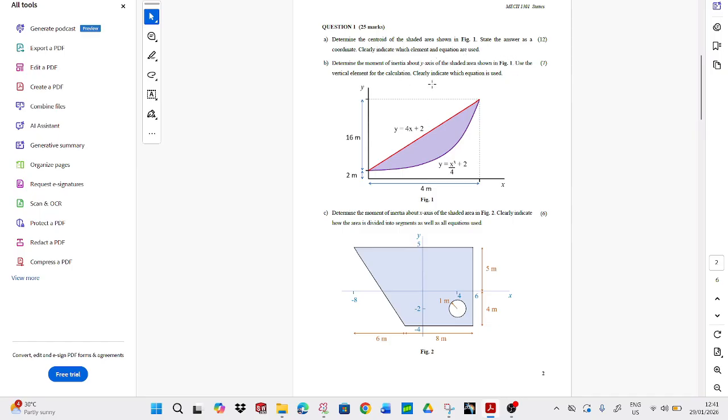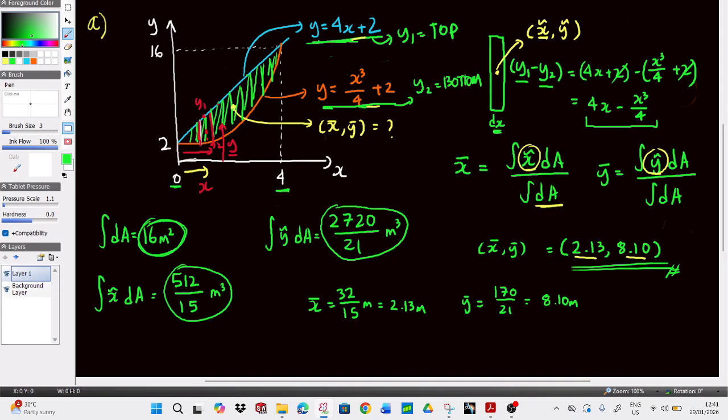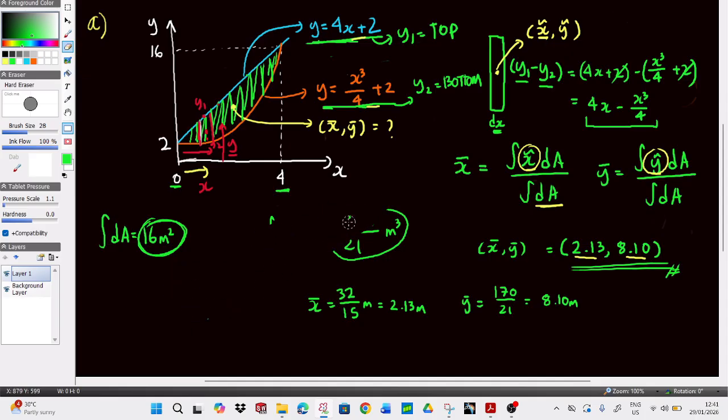Use the vertical element for calculation. Clearly indicate which equation is used. Find the moment of inertia about the y-axis. If you want to compute the moment of inertia about the y-axis, you have to remember one important thing. I'm going to erase this answer, by the way. I'll keep dA, I think it should be there, but it's okay. Never mind, let me erase all this.